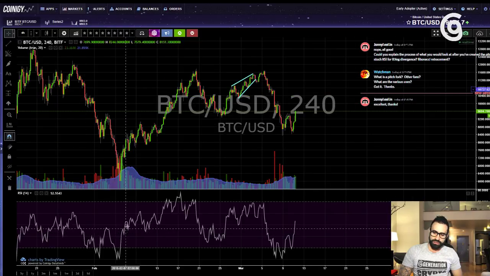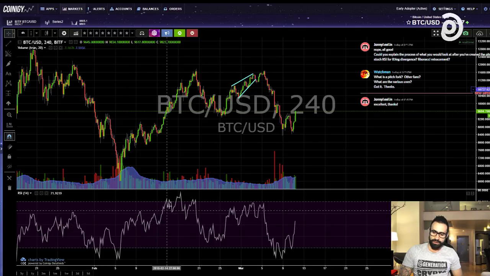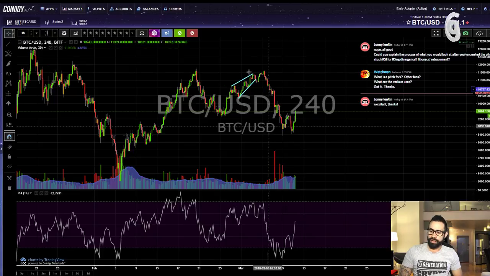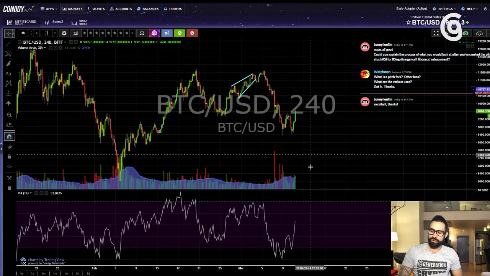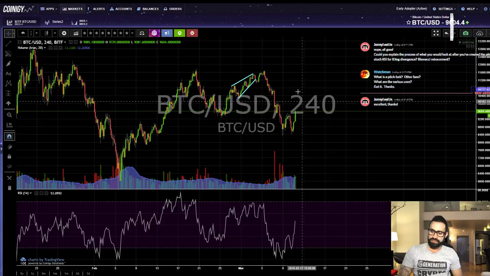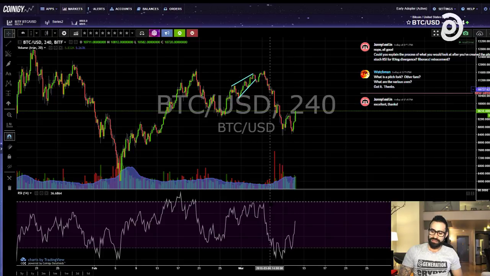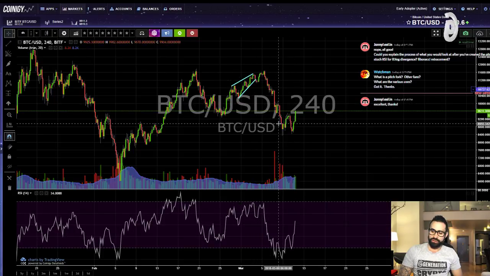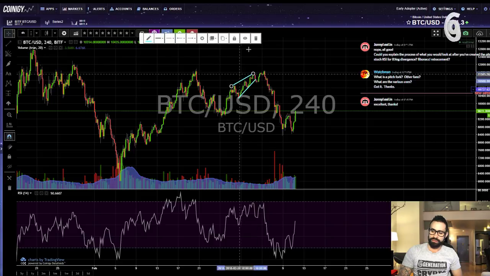It would be nice if we can achieve something like this on the RSI and really work our way up instead of heading straight up. And really, if this high on the RSI is higher than this previous high, that would not be healthy for BTC.